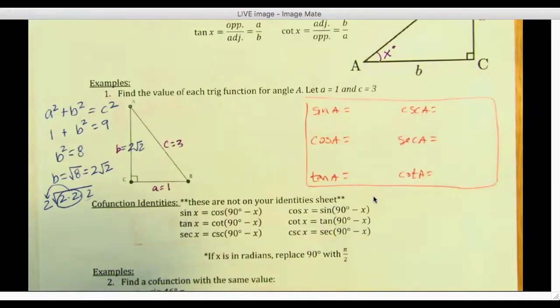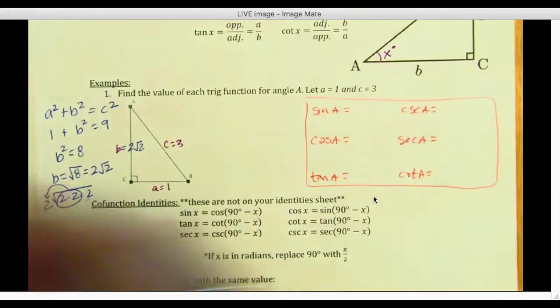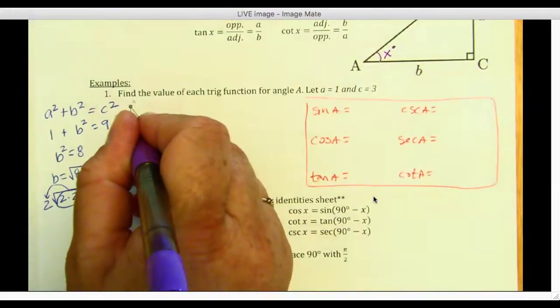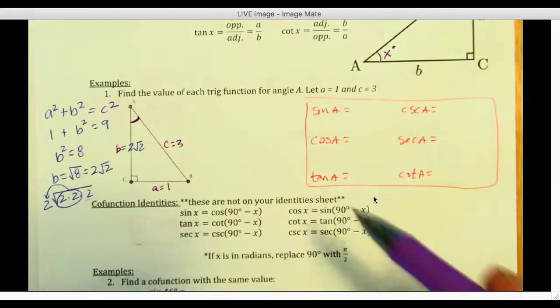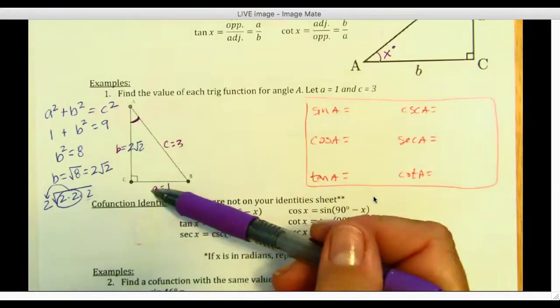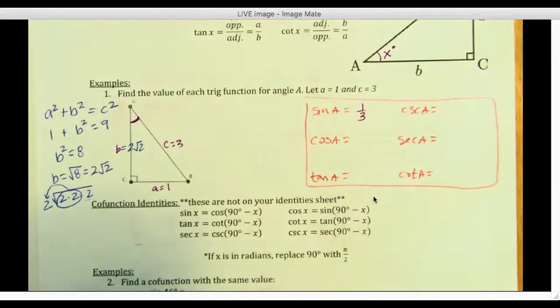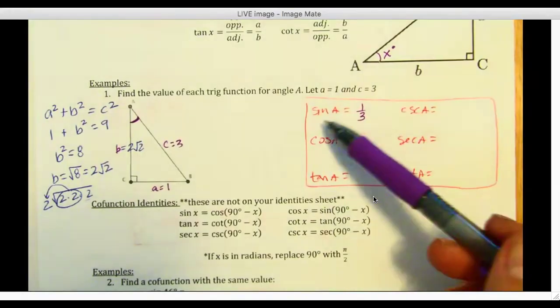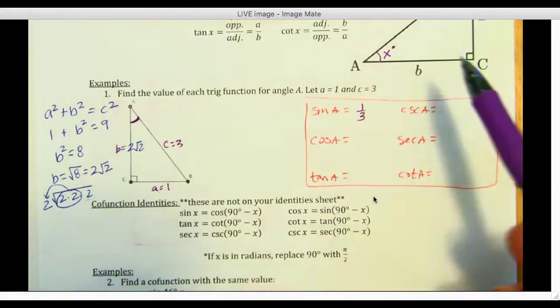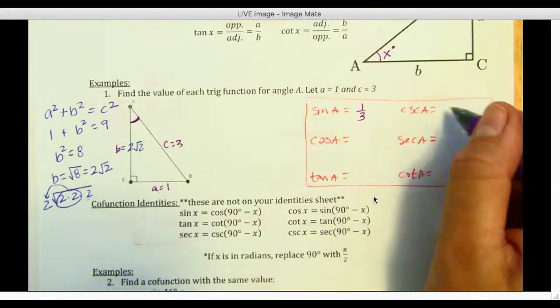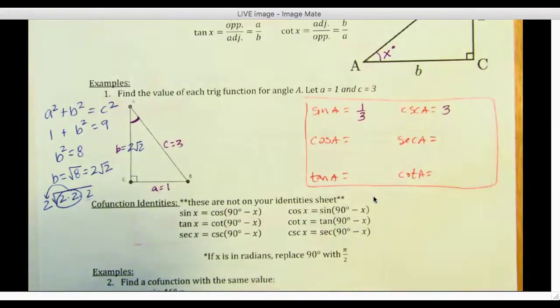All right, so if we are looking at angle A, and that is angle A up here, then we want to evaluate sine, which is opposite over hypotenuse. So that would be 1/3. Now we're not talking about the coordinate plane here. We're not looking around the unit circle, so we're not worried about which trig function is positive or negative here. We're just referring to this triangle. So in this case, sine would be 1/3. Cosecant then would be the reciprocal of that, and the reciprocal of 1/3 is 3.